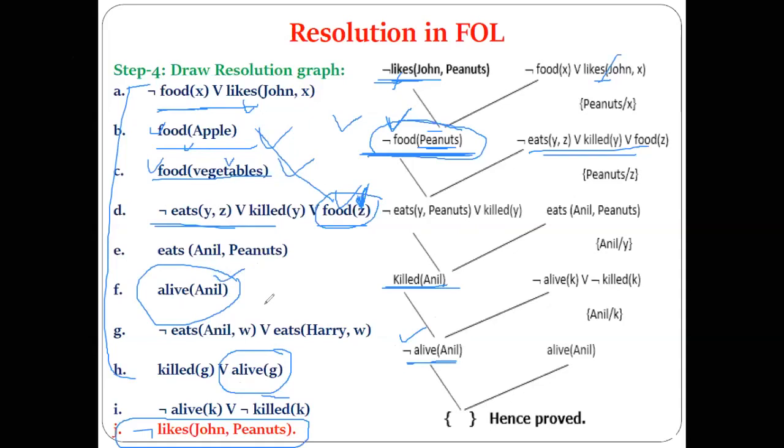Why is it so? According to this rule, you might be thinking we should go for the alive G. Yes or no? But the fact is that what we have to check first, if this is the negation of alive, we have to find its contradiction. Negation of alive Anil, correct? Its contradiction will be alive Anil, yes or no? We are getting alive Anil here. Exactly.